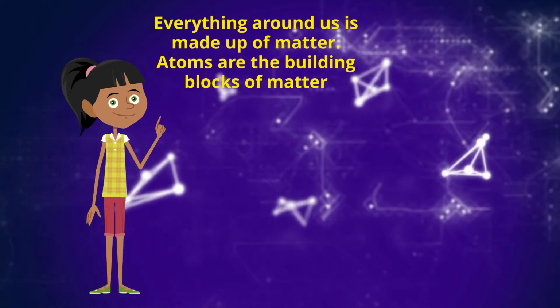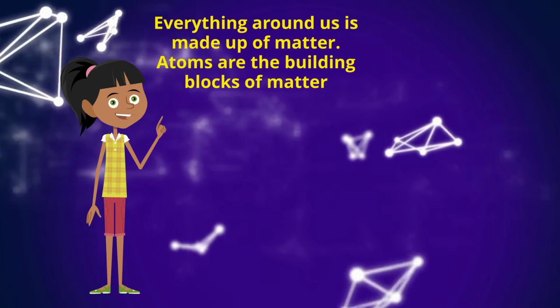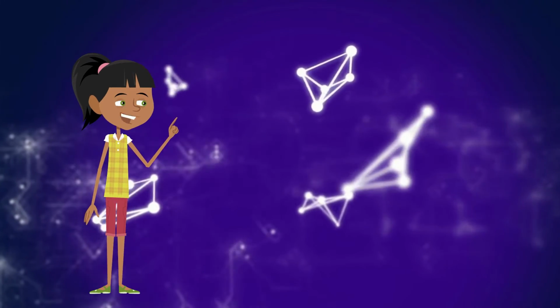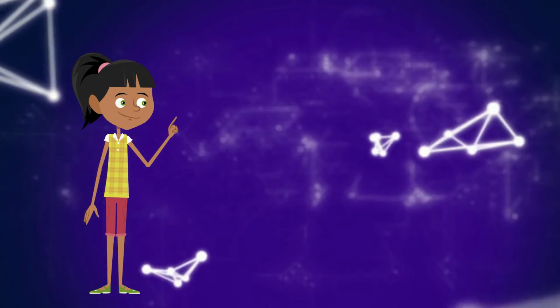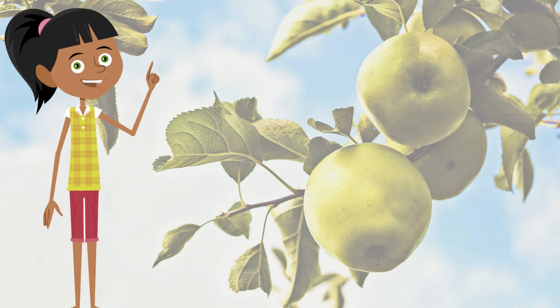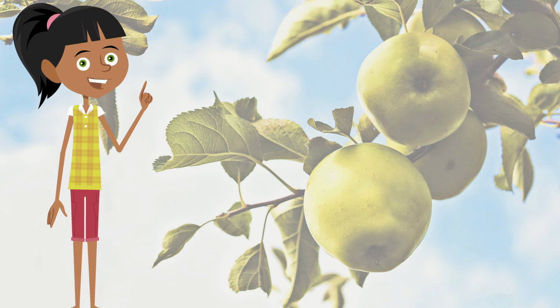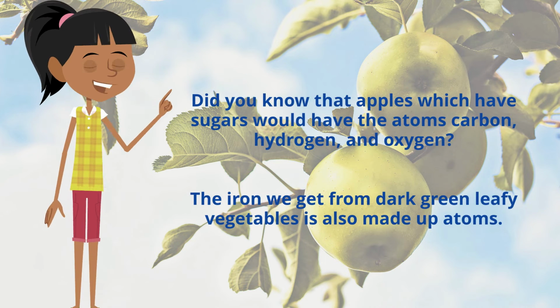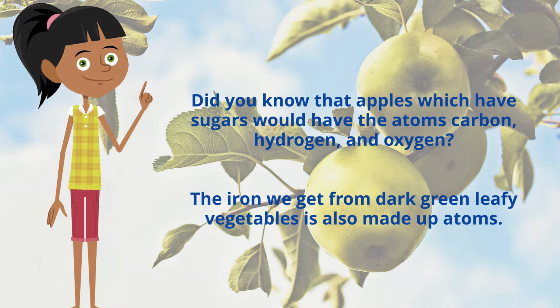Everything around us is made up of matter. Atoms are the building blocks of matter. Atoms can be found all around us. They are in our bodies, the soil, water, air, and the foods we eat. Did you know that apples, which have sugars, would have the atoms carbon, hydrogen, and oxygen? The iron we get from dark leafy vegetables is also made up of atoms.